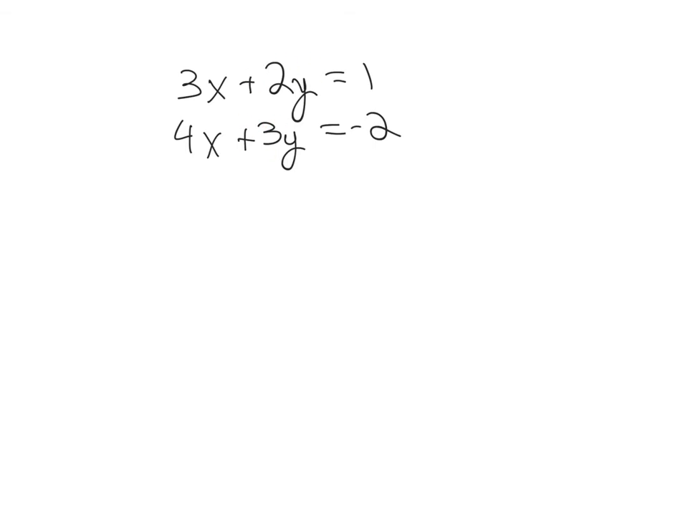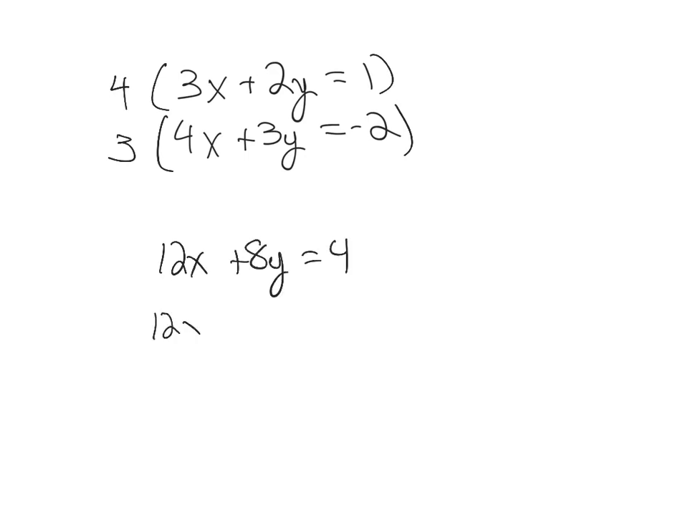By the way, I'm picking those numbers because those are the least common multiples. They're the easiest numbers for me to get both numbers to. Just to change it up, let's deal with the x variable in this case. So I'll multiply this whole equation by 4, this whole equation by 3, giving me 12x plus 8y equals 4, 12x plus 9y equals negative 6.